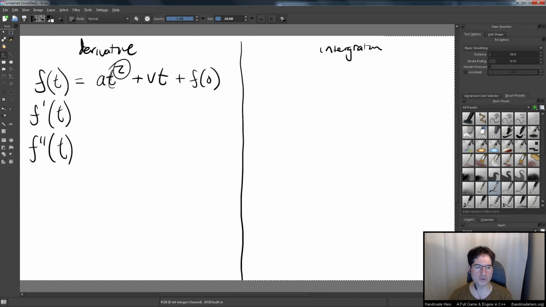So if I actually go do derivatives on this now, take the derivative, I would get 2at. That's the derivative of this term, plus v, because the t goes away, plus nothing, because this has no t in it, so it disappears entirely. Take the derivative again, the v goes away, and I'm left with just the 2a. So that's just straight derivatives going down. And what you'll notice is when I get to the bottom here, I've got 2a.